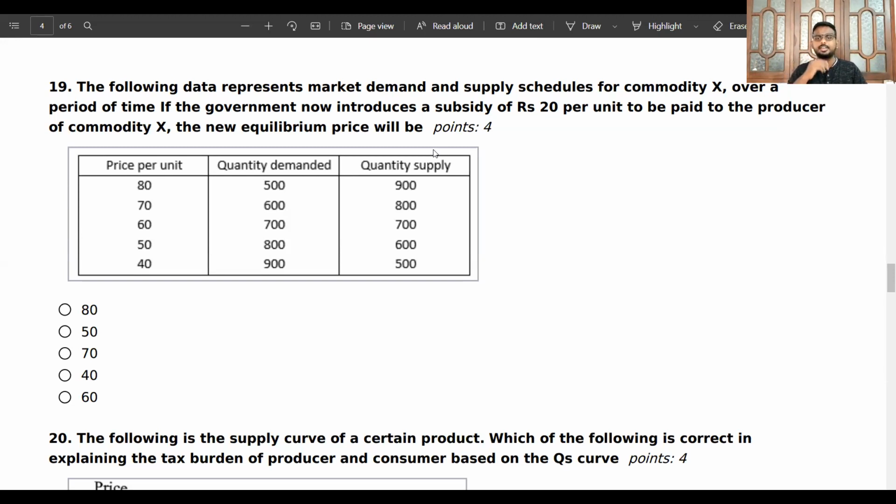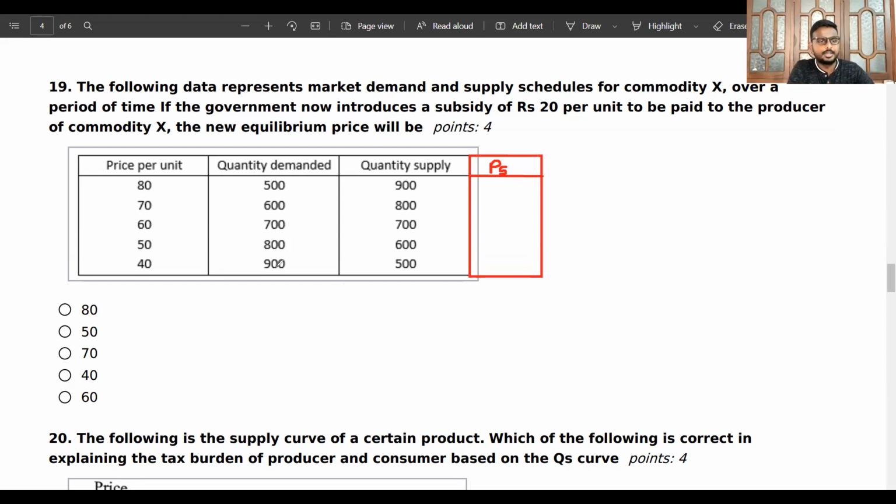But there's another way to do this question in a very, very simple manner. You have to simply find out, for the producer to supply the same quantities after subsidy, what price the producer would expect, right? You have to create another column in this table, and this column is about the price after subsidy. Producers' supply price after subsidy, something like that.